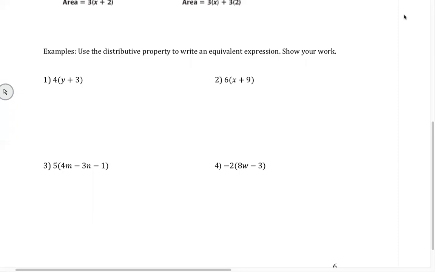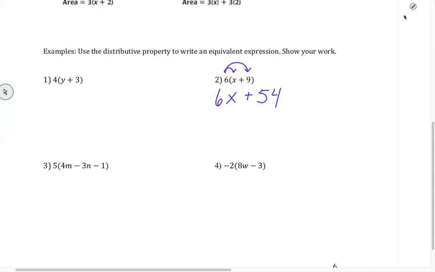2. So if I'm doing problem number 2 and I want to use the distributive property, I'm going to start by drawing my arrows. So that 6 is going to go to the x. So 6 times x is 6x. 6 times 9 is 54. And that problem is over.